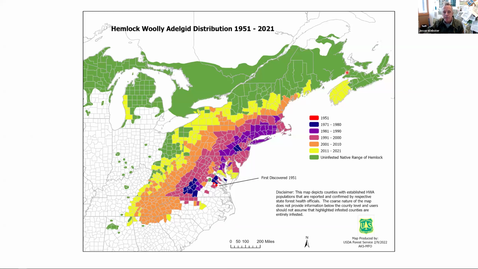So this map lays out, in the green, the distribution of eastern hemlock with the decadal advance of HWA, first discovered in 1951 in Richmond, Virginia. It was imported by a couple that wanted to have the novelty of having western hemlocks in their garden.